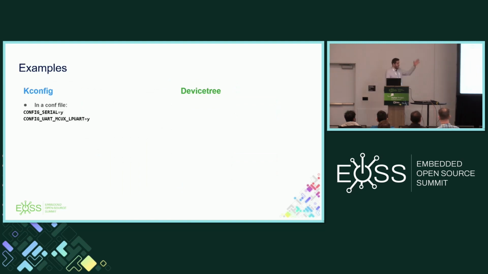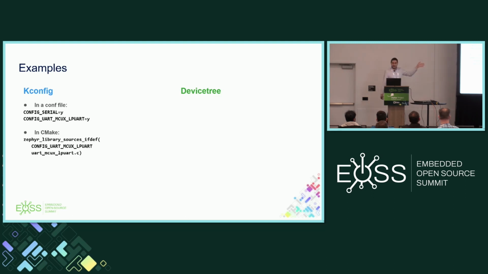So for example, in the Kconfig, the syntax in the .config would be something like CONFIG_SERIAL=y, or CONFIG_UART_MCUX_LPUART=y. This one is going to generate something in the .h, but it's going to be used in your code firstly in the CMake. So in the CMakeLists, you're going to find something like this.